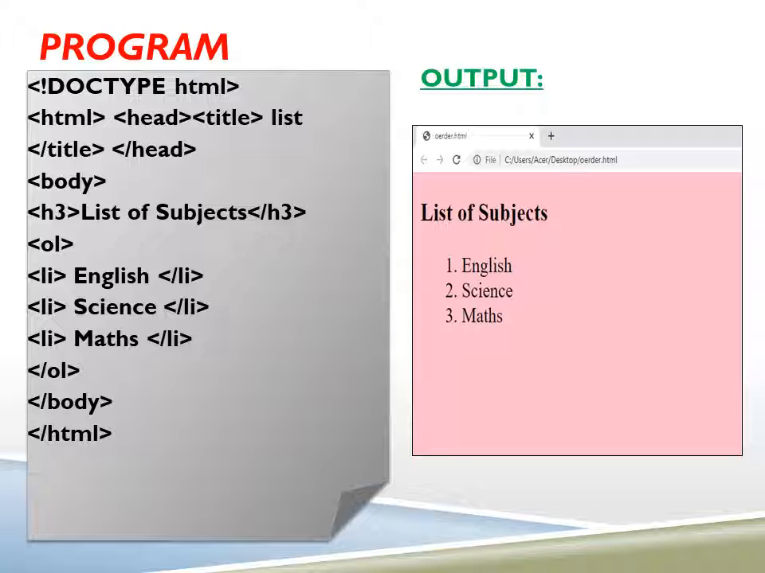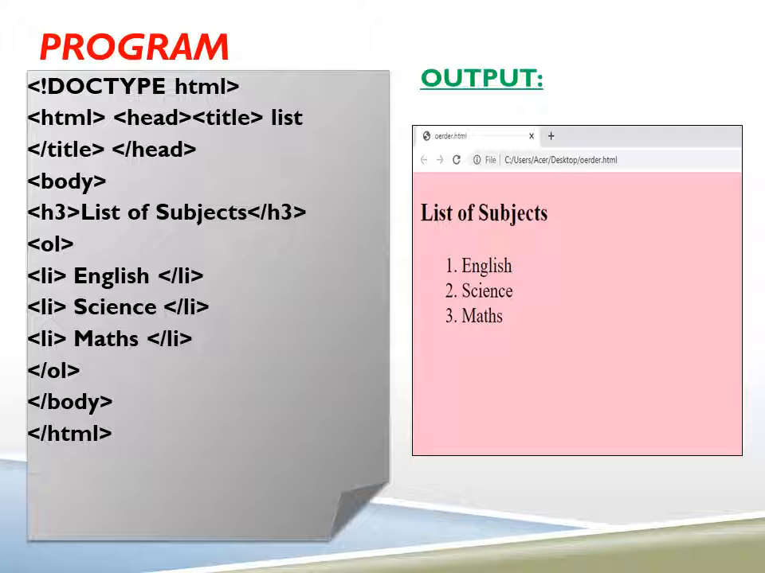Closing of the LI tag is optional, whereas the OL tag has to be closed. After that you will close the body tag and then the HTML tag. This file is then saved with the .html extension. You can give the name as list.html and save the file. After saving the file, you are going to run it in Internet Explorer. So you will right click and open the file in any of the browsers.